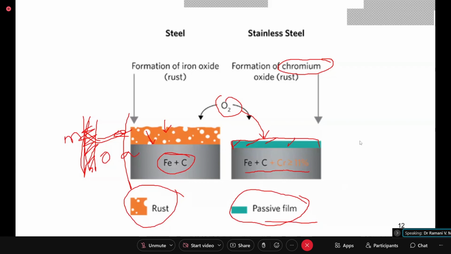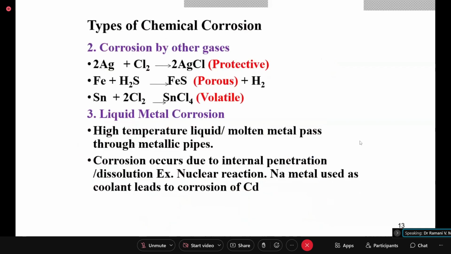So, on the iron chromium alloy, you will find that the film formed is very stable, coherent, and non-porous. So, it is termed a passive film. A passive film will be forming here. Then, types of chemical corrosion. The first one we saw was due to O2.